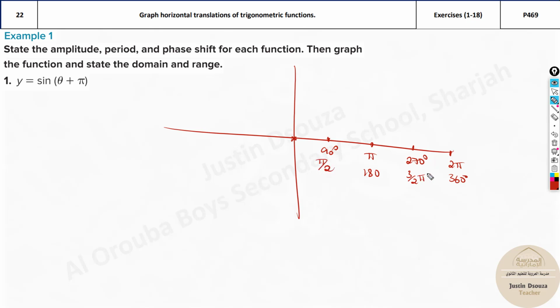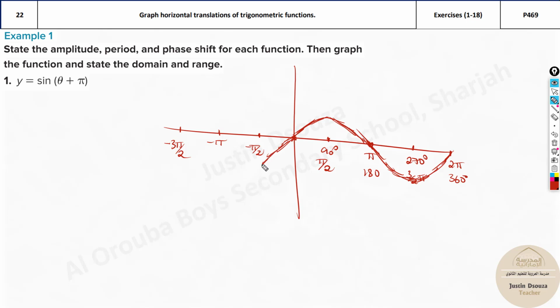These are very important points. Same thing can be translated over here: negative pi by 2, negative pi, negative 3 pi by 2, and so on. It'll be negative 90, negative 180, and so on. Now when we draw sine, it starts from 0 and it peaks to the max at 90 degrees, and then it comes down and touches the x-axis again at pi like this, and then it goes to the minimum point at 270, and then it goes back and finishes a period.